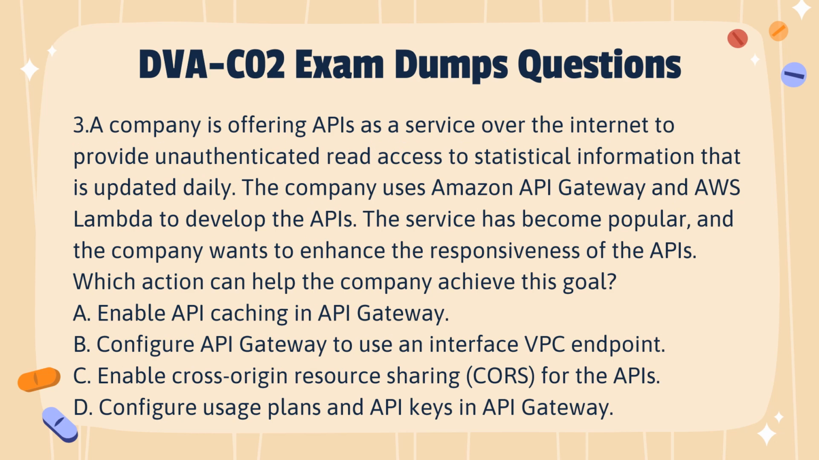3. A company is offering APIs as a service over the Internet to provide unauthenticated read access to statistical information that is updated daily. The company uses Amazon API Gateway and AWS Lambda to develop the APIs. The service has become popular, and the company wants to enhance the responsiveness of the APIs. Which action can help the company achieve this goal? A. Enable API caching in API Gateway. B. Configure API Gateway to use an interface VPC endpoint. C. Enable cross-origin resource sharing (CORS) for the APIs. D. Configure usage plans and API keys in API Gateway.